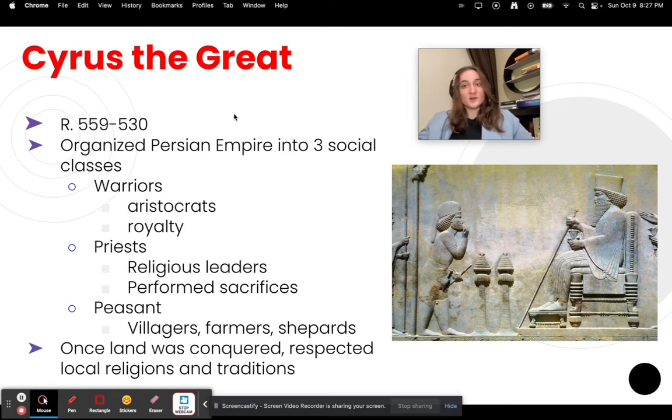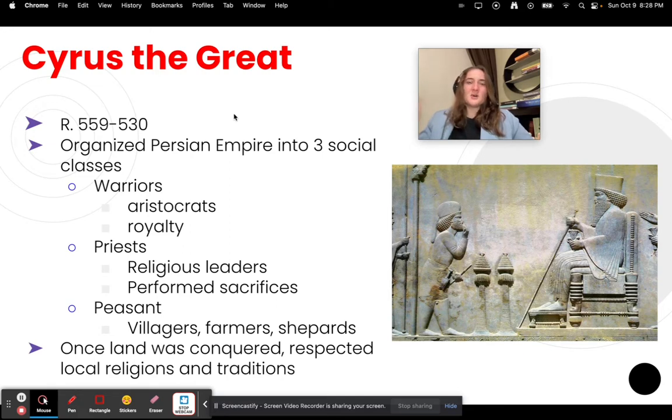Okay. So he organized the Persian Empire into three social classes. Okay, there was the warrior class, which included aristocrats and royalty, because they led the armies. There's the priests, who are of course the religious leaders, and they performed lots of animal sacrifices. And then the peasants, so the villagers, the farmers, the shepherds.